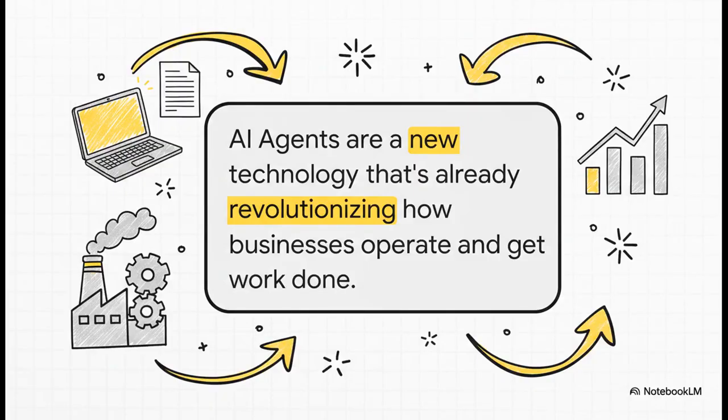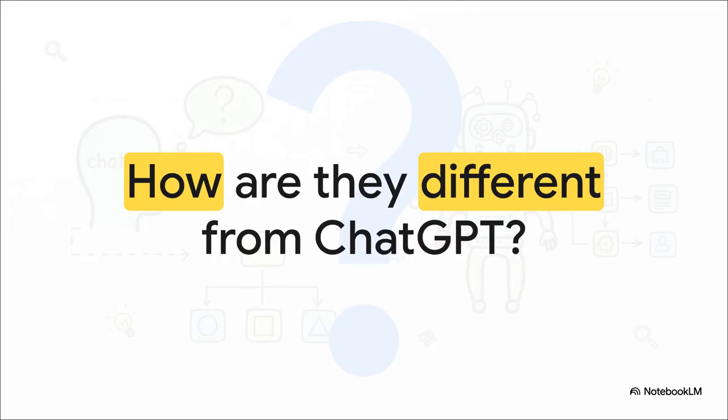First things first, this isn't some far-off sci-fi concept we're talking about. AI agents are a real technology that's already being used today. And they're quietly starting to completely change how work gets done. And that really brings us to the big question, the reason we're all here. We've all got a pretty good handle on chatbots like ChatGPT, so what exactly makes an agent so different?